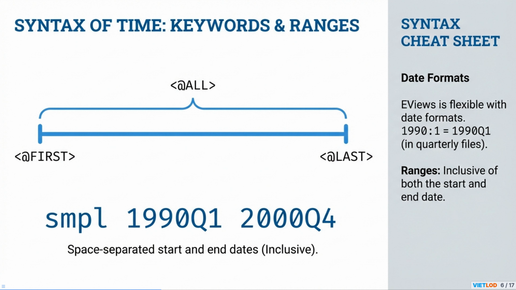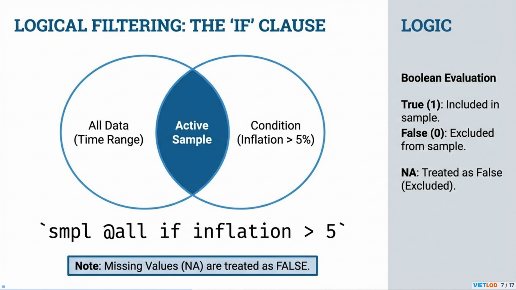There are also helpful keywords. @first refers to the first observation in the workfile range, @last refers to the final one, and @all resets the sample to include every observation. To set the sample to the first quarter of 1990 through the fourth quarter of 2000, you would type the command SMPL 1990 Q1 2000 Q4. It's that simple. Specifying dates is only half the story.